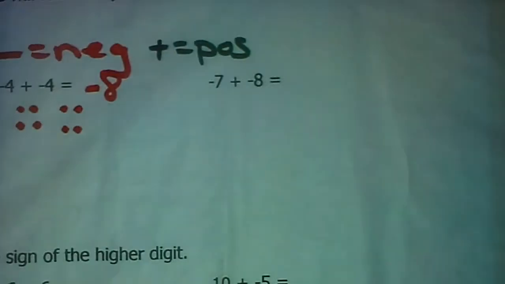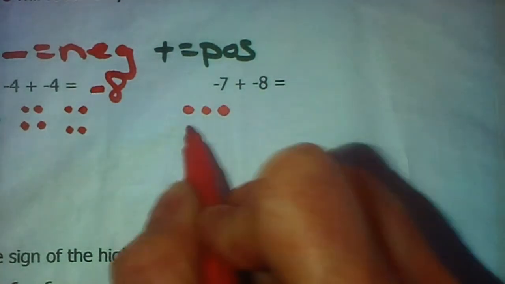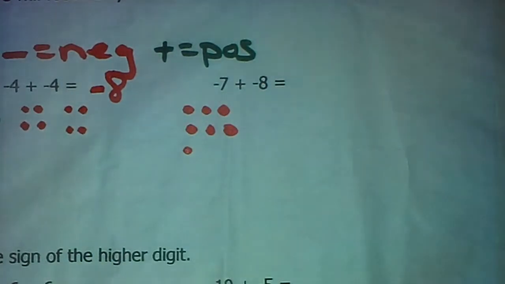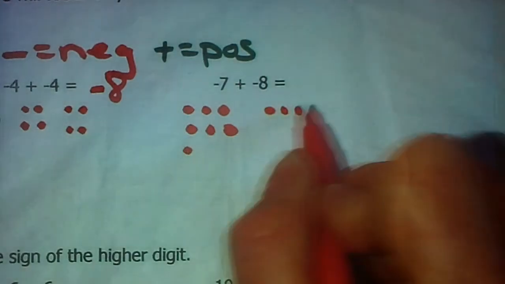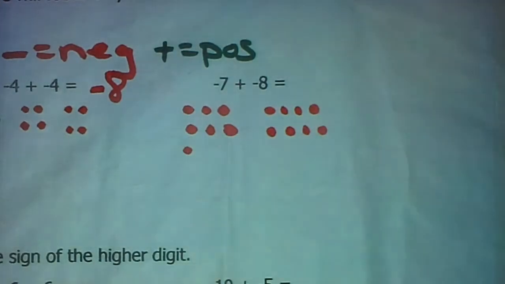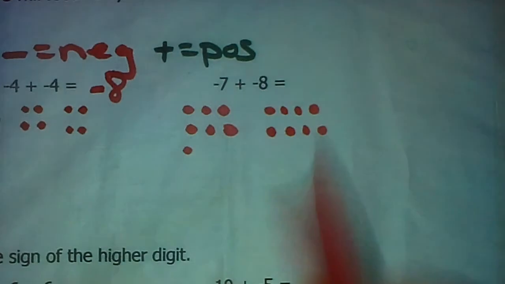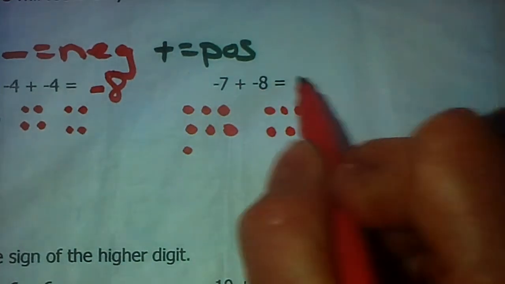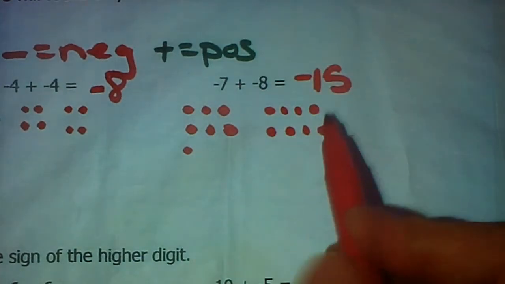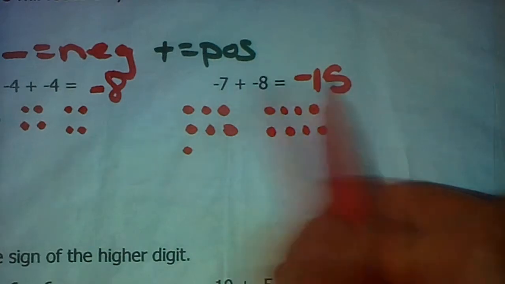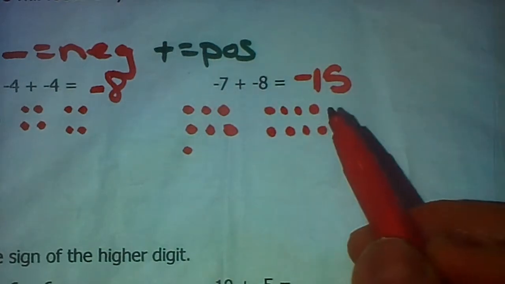Final example for this, -7 plus -8. So this -7 means I have 7 red dots. -8 means I have 8 red dots. When you add them all together, we have a total of 15, and they're all red, so 15 negatives. 7 plus 8 is 15. A negative plus a negative will always be a negative.